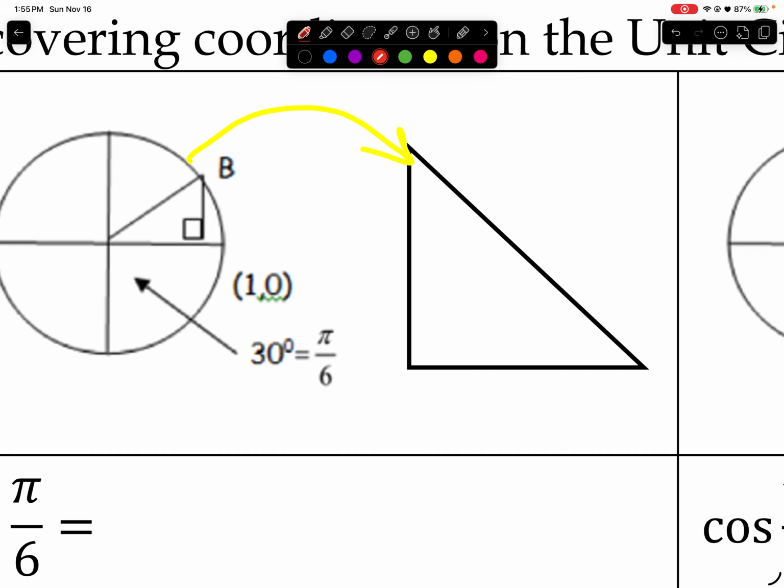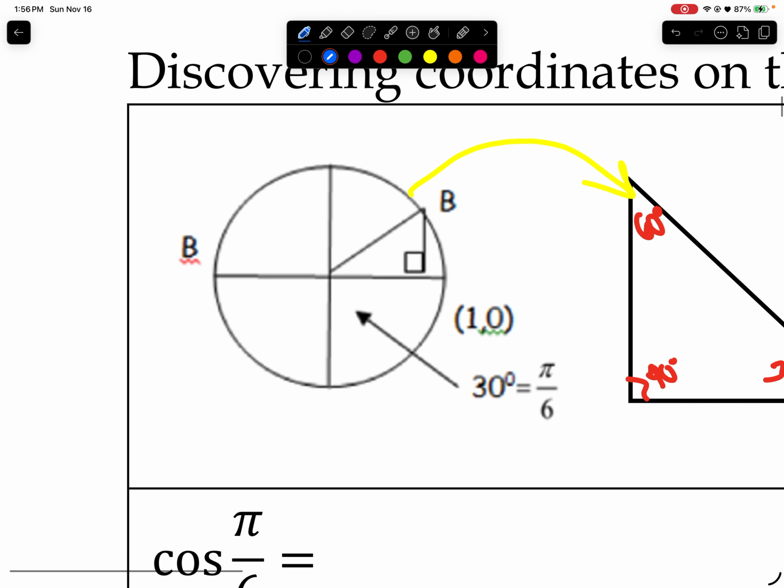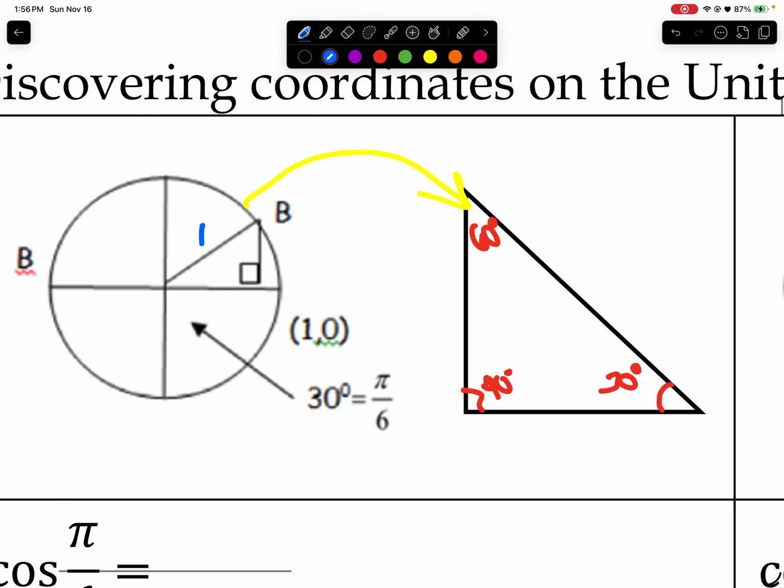So I know the angle down here in the corner. I flipped it, which I don't know why I did that. So this is going to be 30 degrees down here. If this is 30 degrees, what that means is this is going to be your 90-degree angle, and then that means we're going to have 60 degrees up here. So if I reference my triangle over here, remember in the unit circle, we're always going to have a radius of 1. So that means my hypotenuse value over here is also going to be 1.